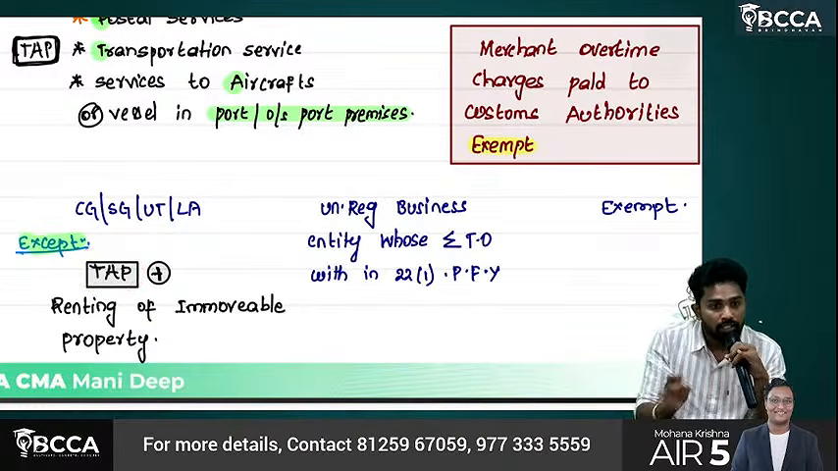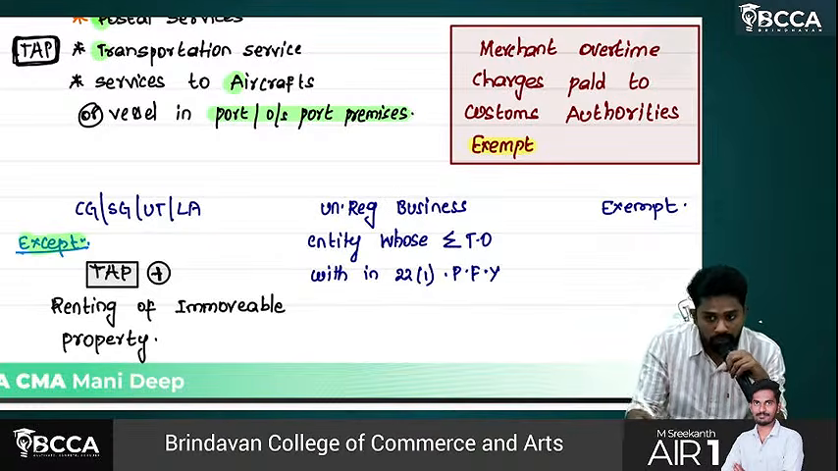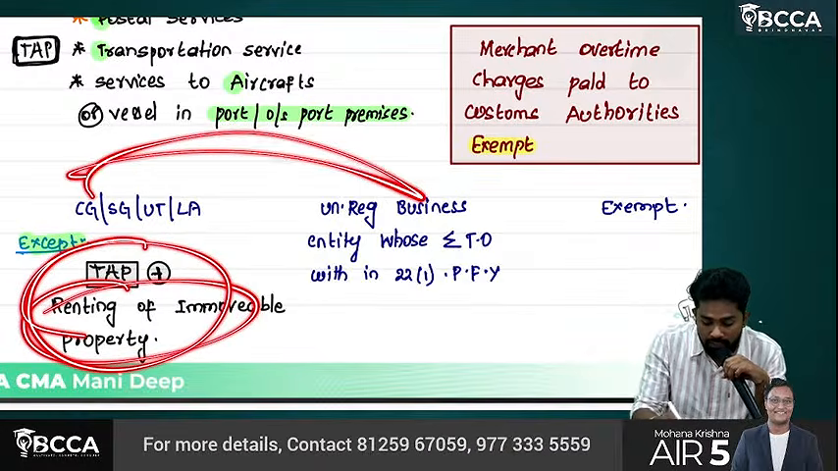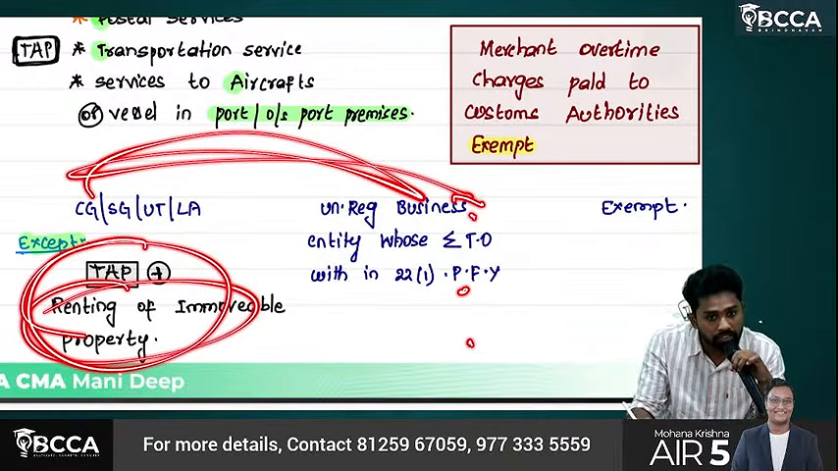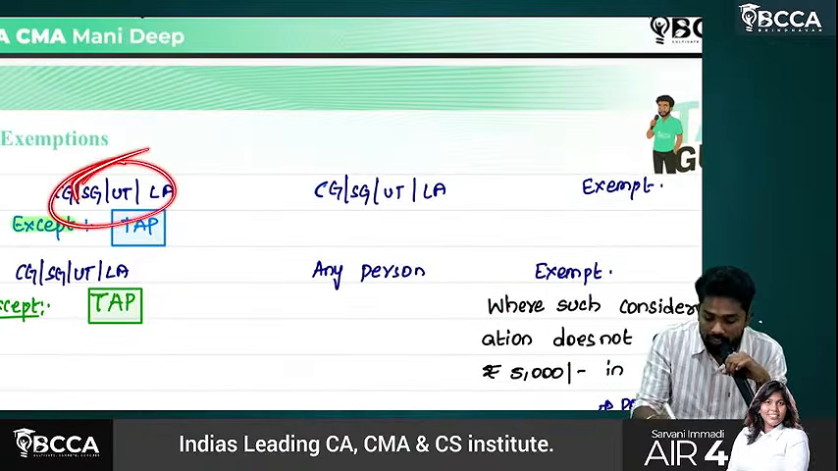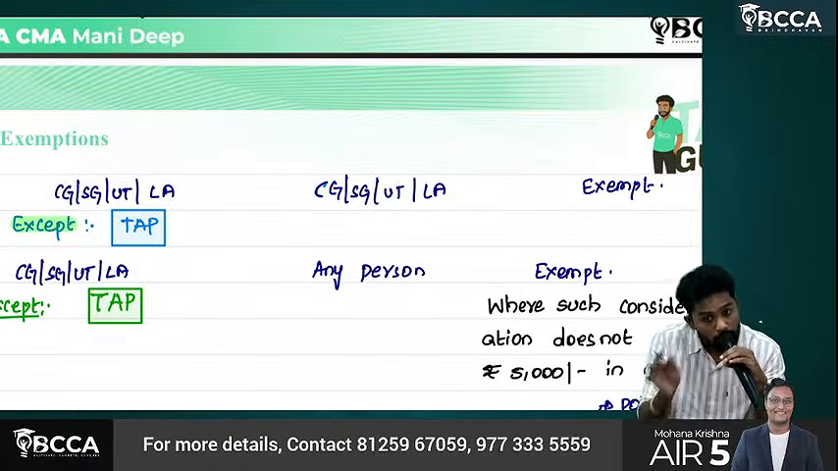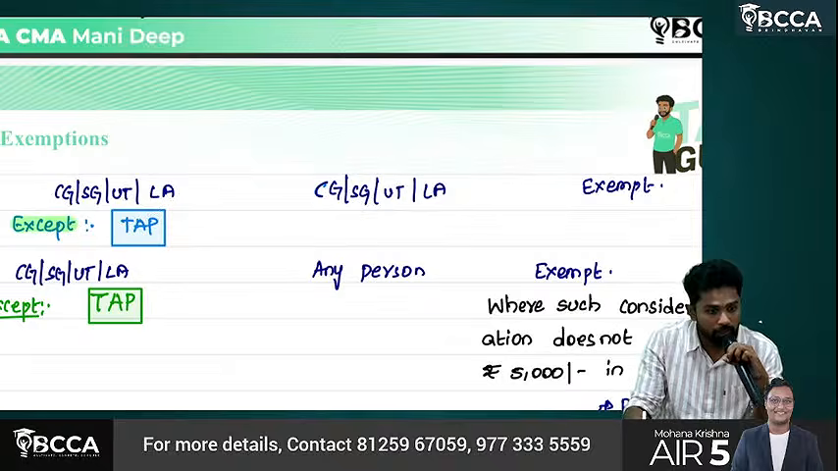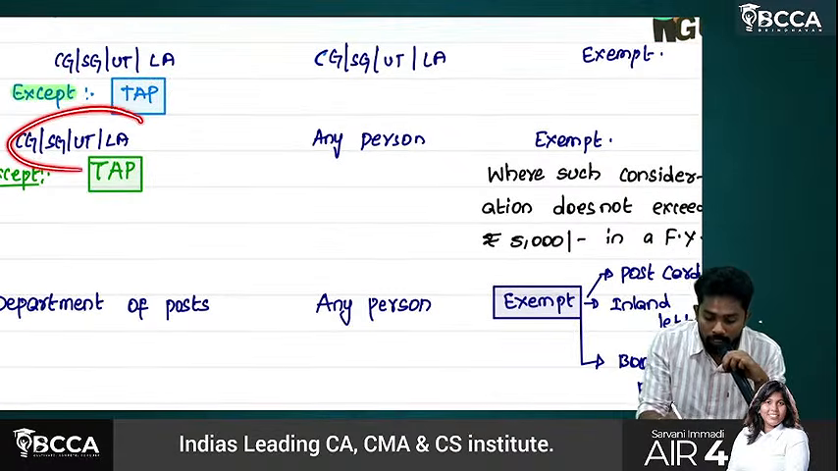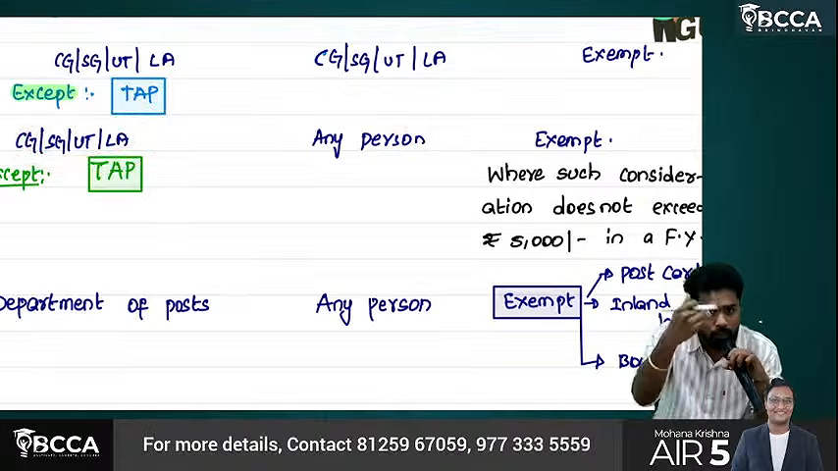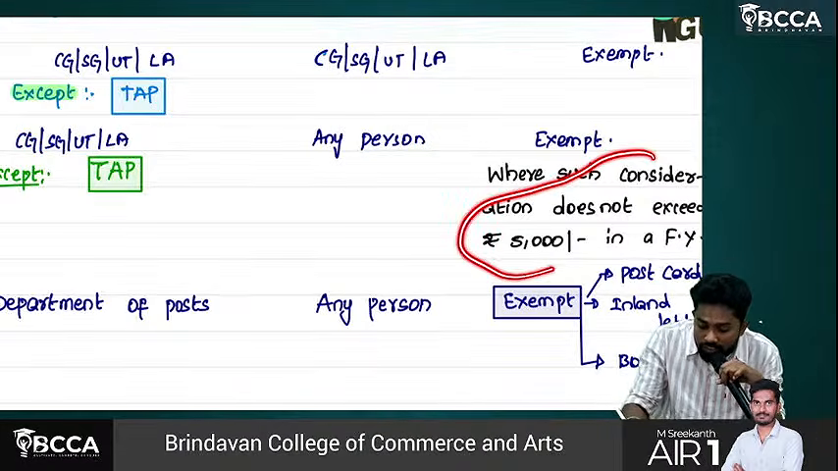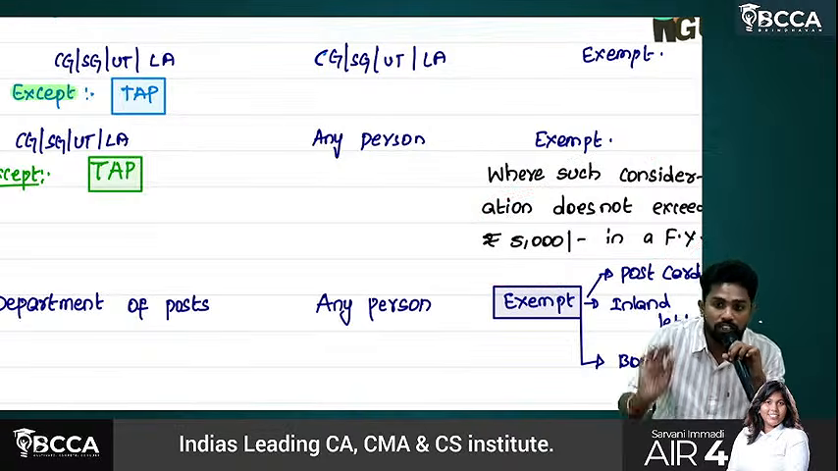TAP means transportation, aircraft and vessels, postal related, and even renting of immovable property also. Except these four, any other services provided to a business entity whose turnover is within the threshold in the preceding financial year are also exempted. Then one government providing services to another government, those services are also exempted except TAP. Then government providing services to any person, he could be a business entity, registered also, but the consideration for such service is within 5,000, then also exempted.